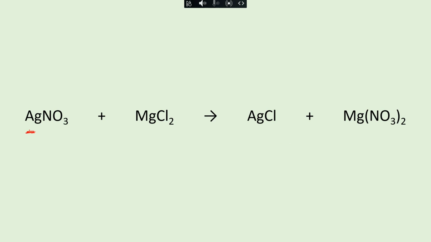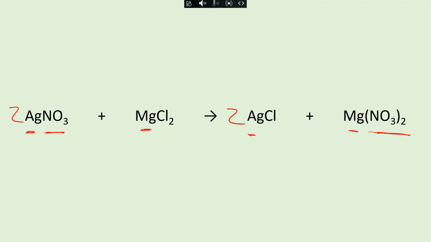I have 1 silver, 1 silver. It is balanced. I have 1 magnesium, I have 1 magnesium. It is balanced. I have 1 nitrate, I have 2 nitrates. That's not balanced. I need more nitrate. So, okay, let's start with 2. But now I've messed up my silver, because remember I had 1 silver and I had 1 at the end as well, but now I've got 2 at the start, so I need to have 2 at the end. So I've rebalanced my silver.